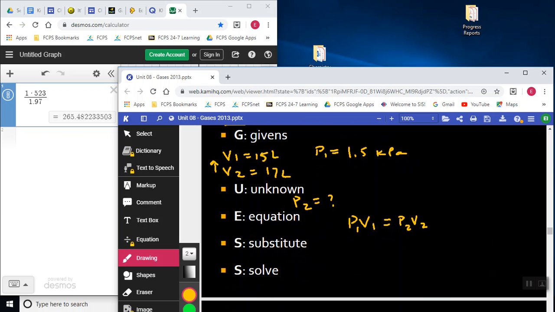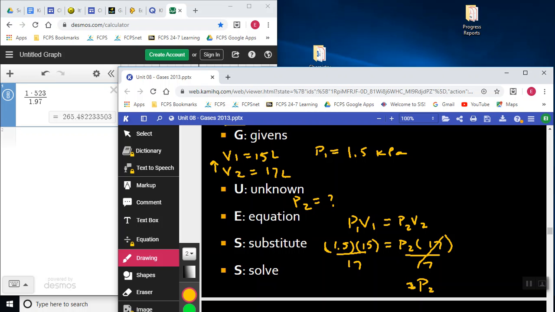So now I'm going to substitute in what I've got. My first pressure and volume were 1.5 times 15. And I don't know my second pressure, but I do know the volume was 17, right? So again, my variable that I'm trying to find is by itself here. It's being multiplied by the 17, so I'm going to divide by 17. All right, and so my second pressure is going to equal whatever this is.